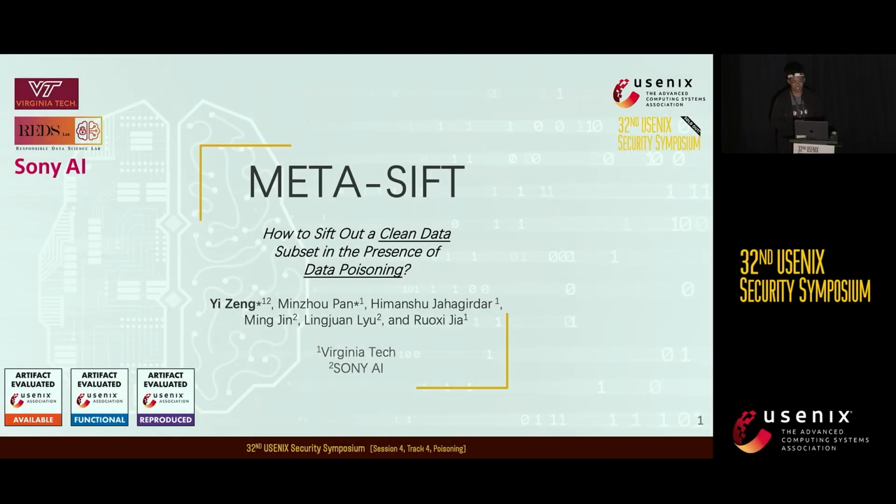Today I'll discuss our paper from USENIX Security titled Meta-Sift. We've discovered that obtaining a small clean subset in order to support existing data poisoning defenses is actually really hard. So this realization leads us to the data sifting problem: how can we identify a small clean data set from a potentially corrupted data set? Let's dive into our findings and solutions.